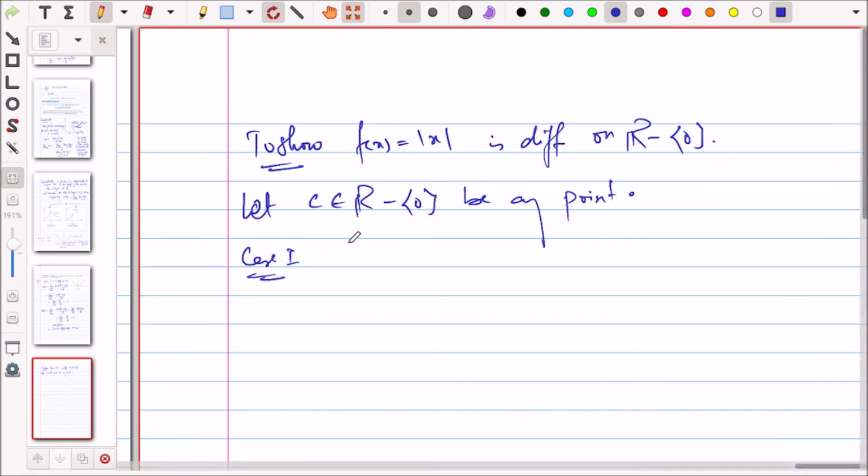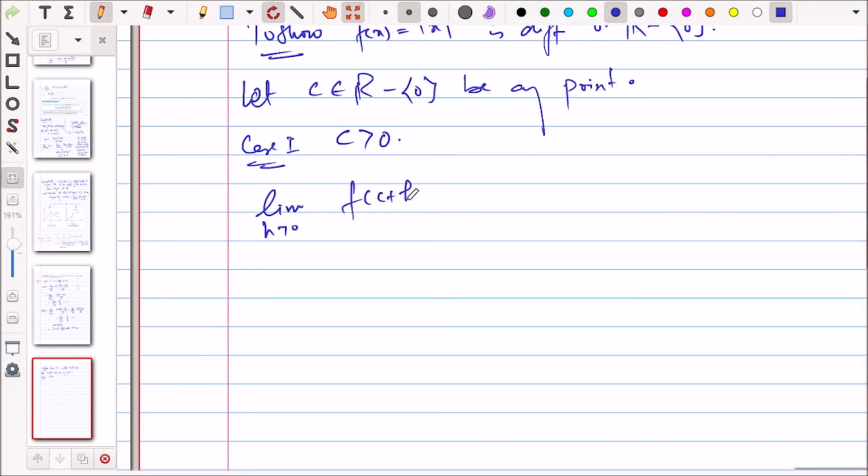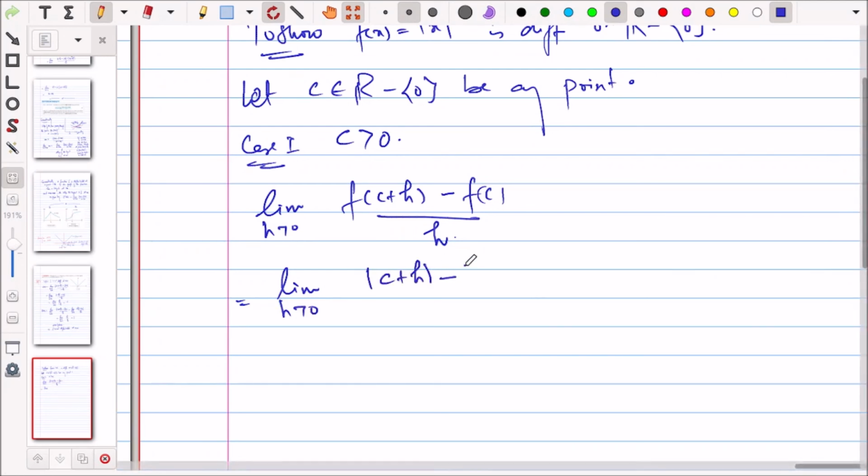Now we are left with two possibilities. Case 1: when c is positive. Then you can find the limit: limit h tends to 0, f of c plus h minus f of c upon h. So this will be limit h tends to 0, mod c plus h minus mod c upon h.